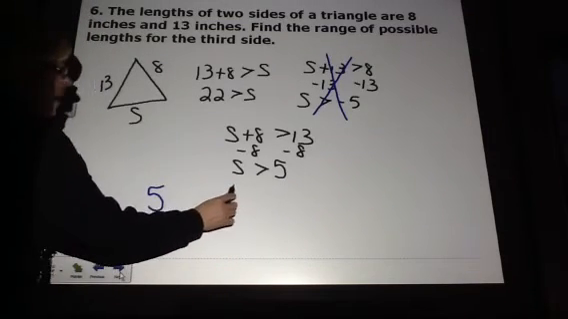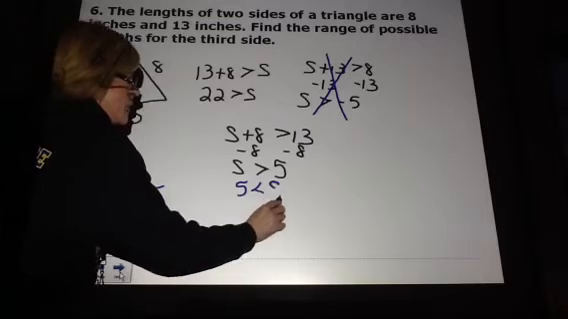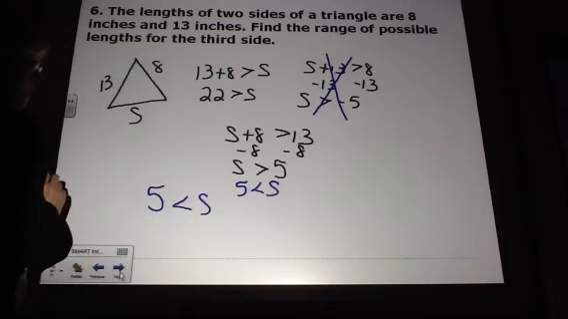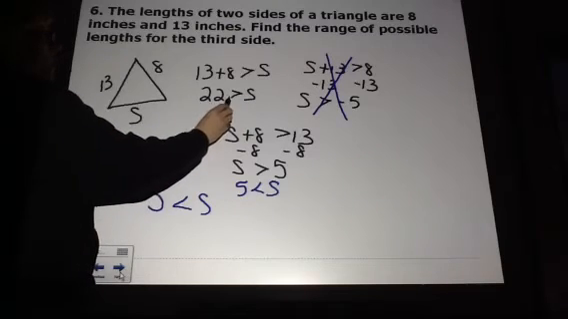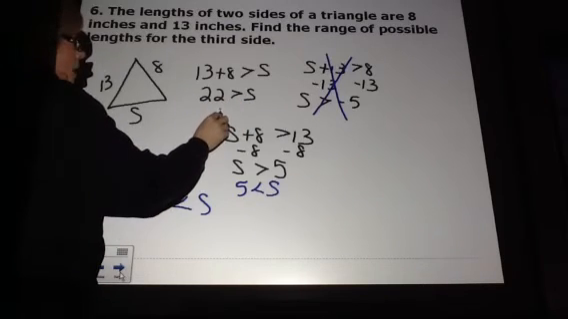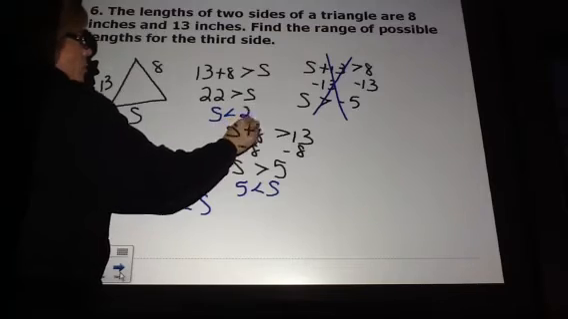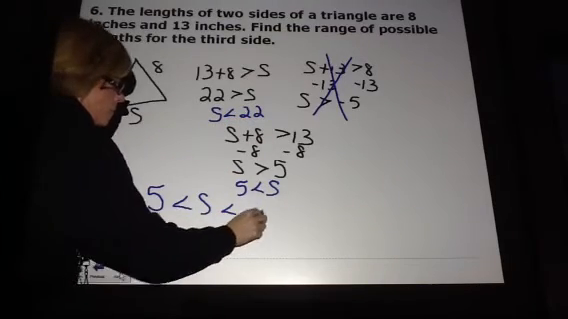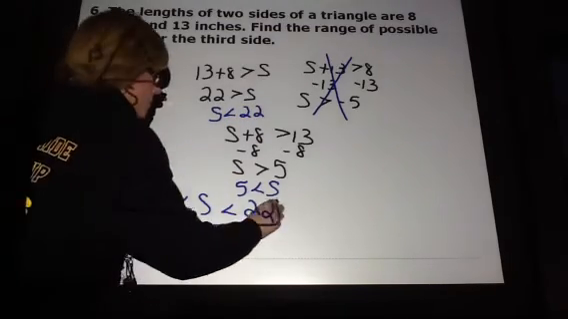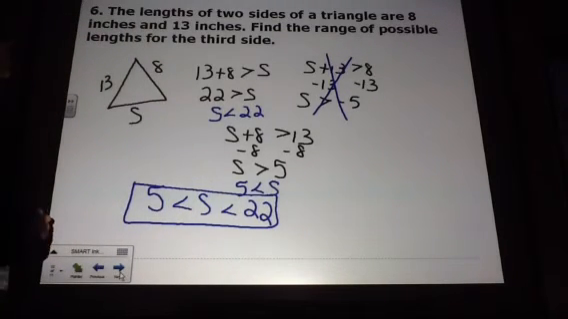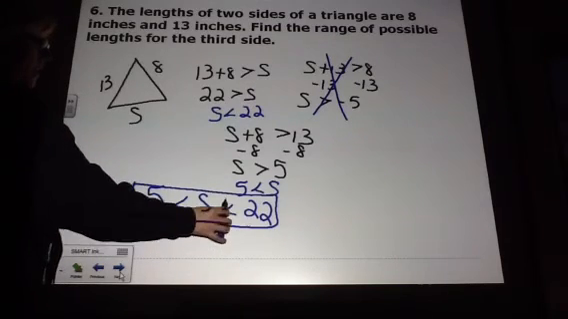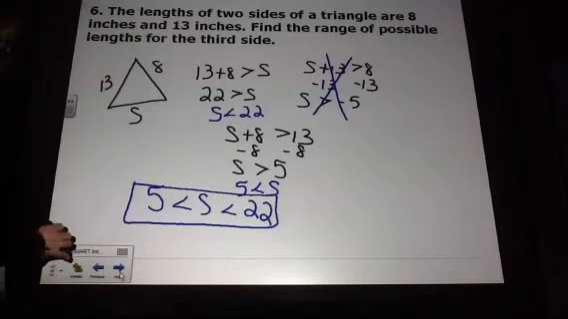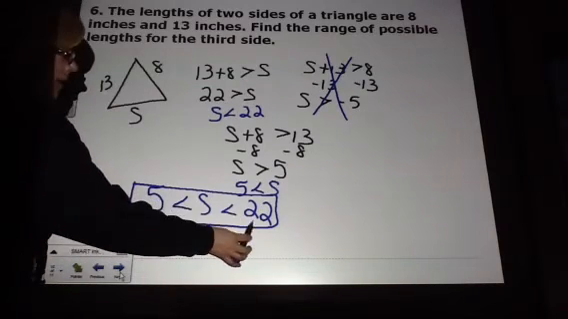You can switch that around. So 5 is less than S. And then 22 is greater than S. Well, you can switch that around and say S is less than 22. So your range for that third side is 5 is less than S, S is less than 22. So you're looking at all the numbers that are greater than 5 but less than 22.